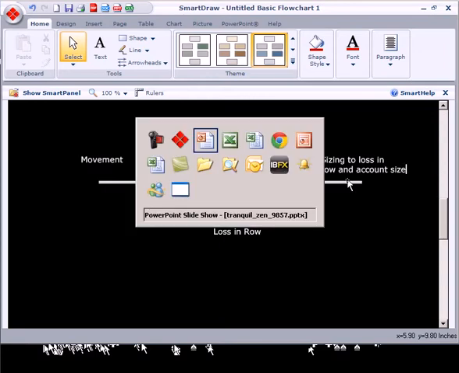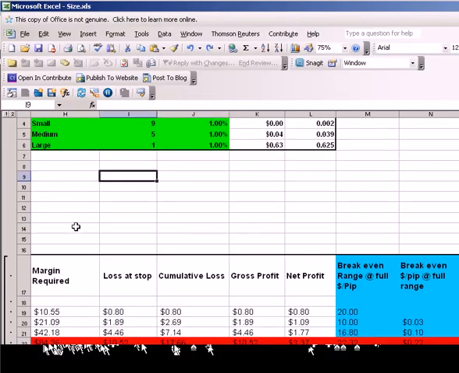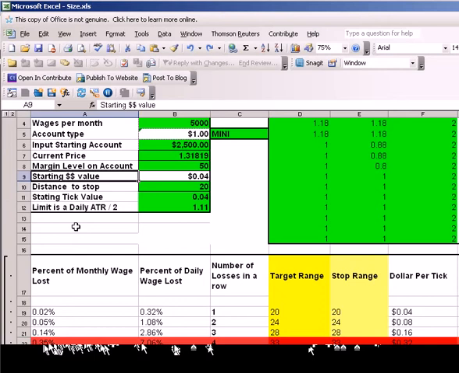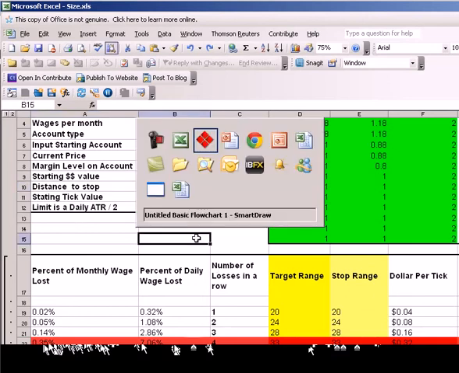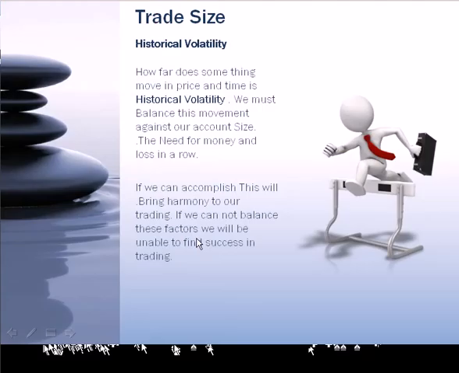Now let's look at our spreadsheet that Kurt developed here. We're going to come over here and take a peek at this. Well, look at this. This is our distance to stop. It's 20 pips. Okay. We're now sized to losses in a row and volatility. So what have we successfully done? We've sized to losses in a row and volatility. If we can accomplish this, we'll bring harmony to our trading. If we cannot balance these factors, we'll be unable to find success in trading.